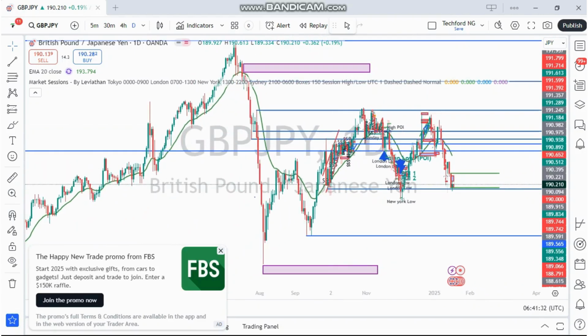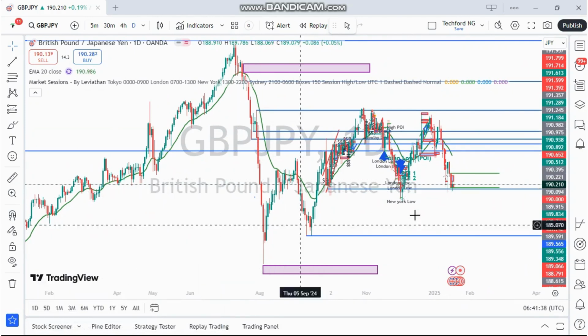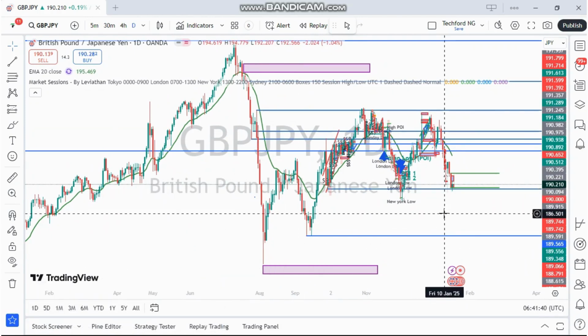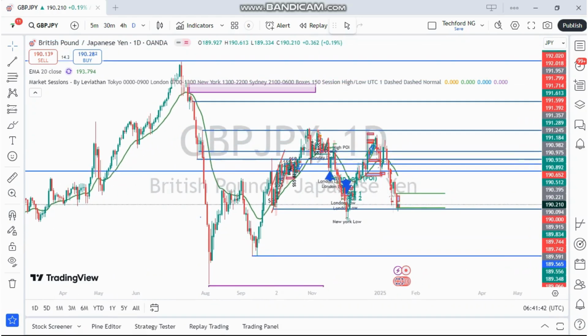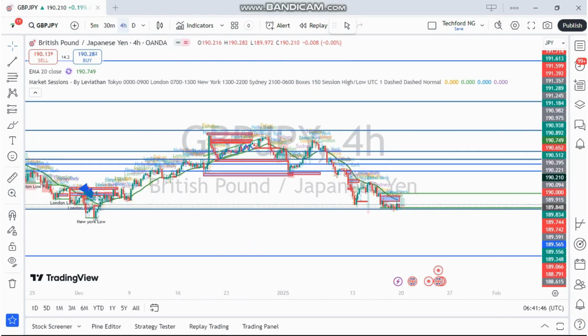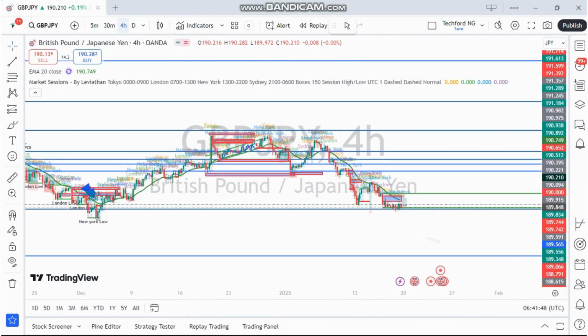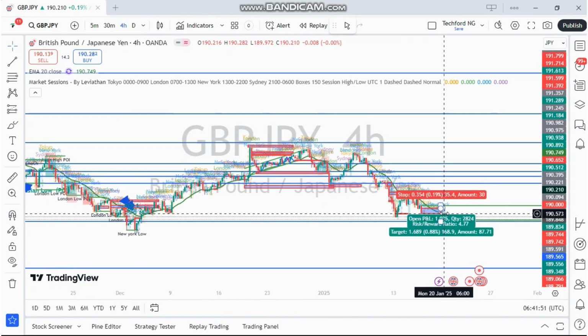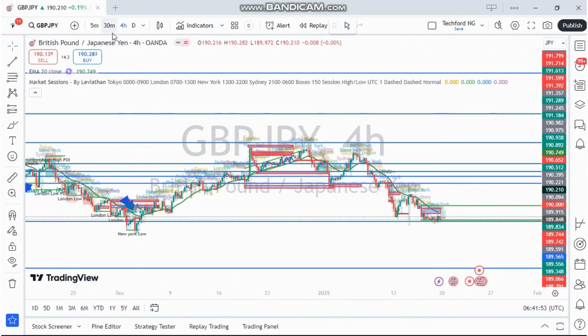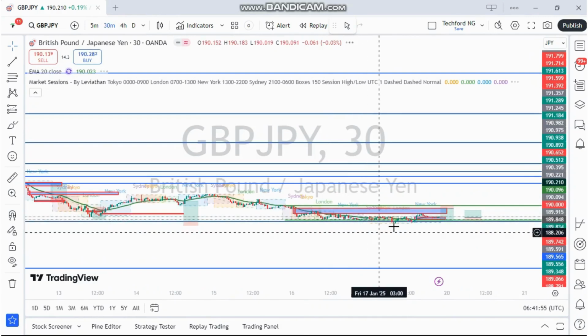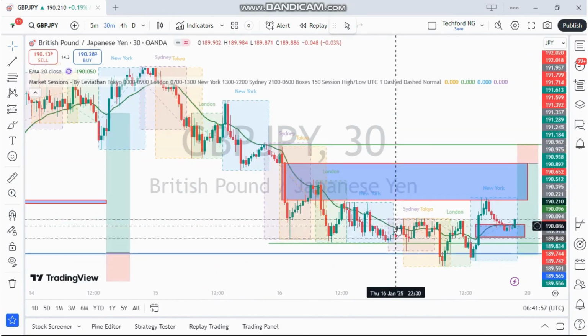Now, this is my chart, right? Sorry, it's very messy due to some analysis I've been doing. So this is my chart. Let's move down to the 4-hour time frame. Now, this is the 4-hour time frame, right? Let's go down to the 30 minutes. This is my 30 minutes time frame.